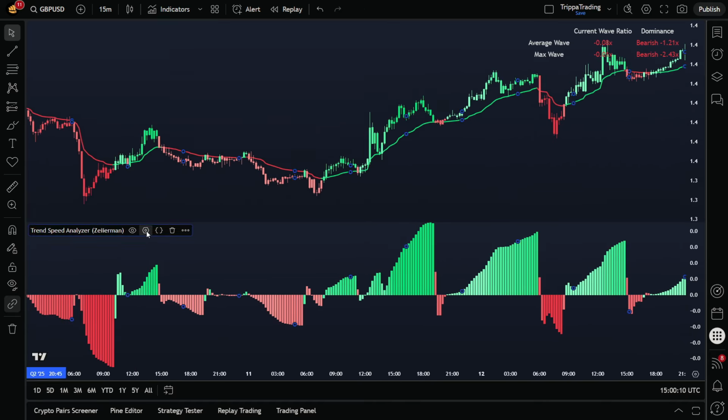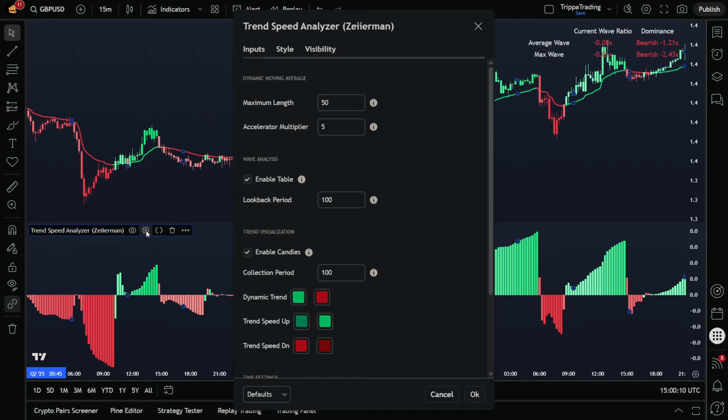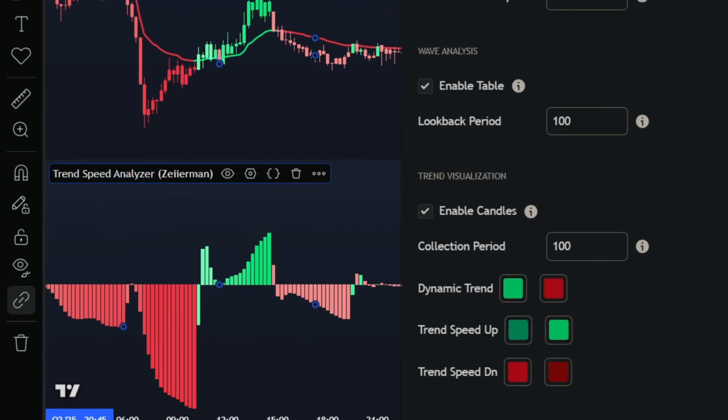Now, let's quickly open up the settings and go through the key options. You can open the settings of the indicator from here.